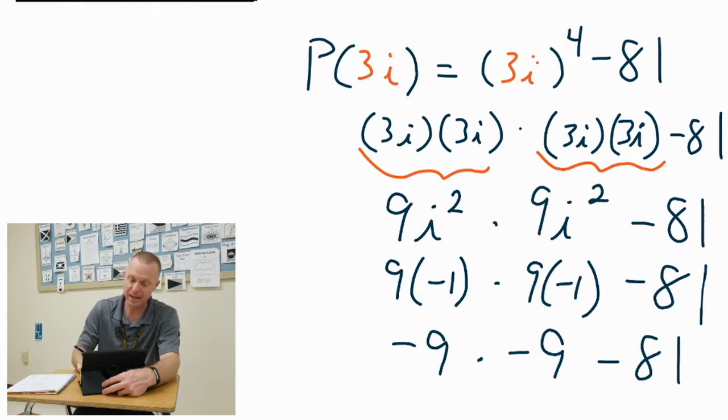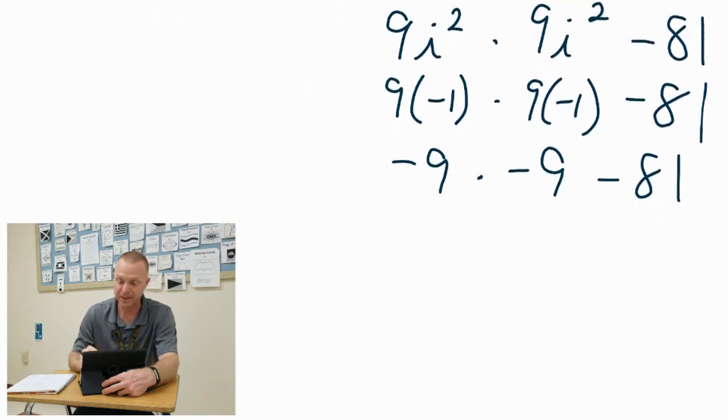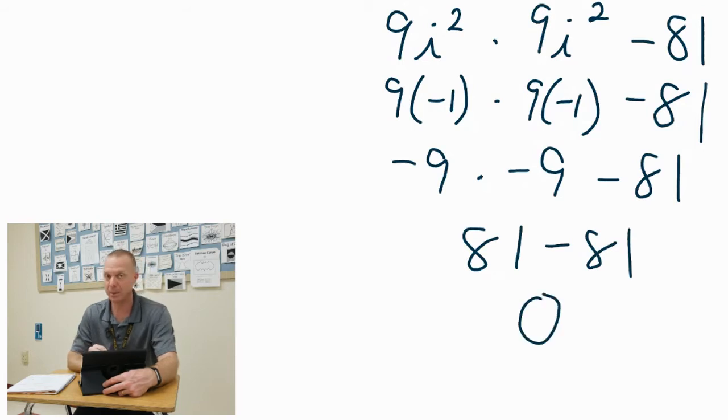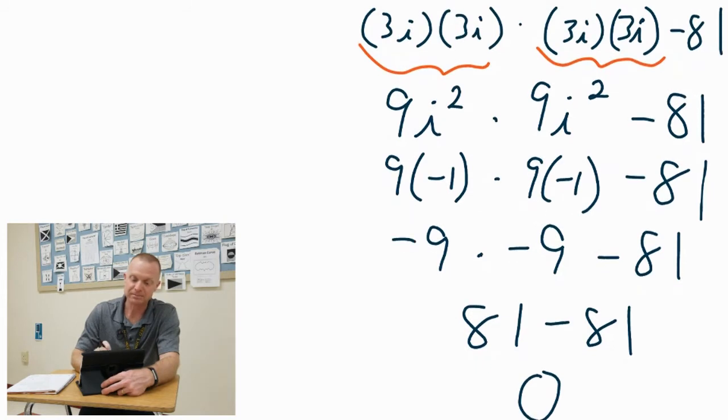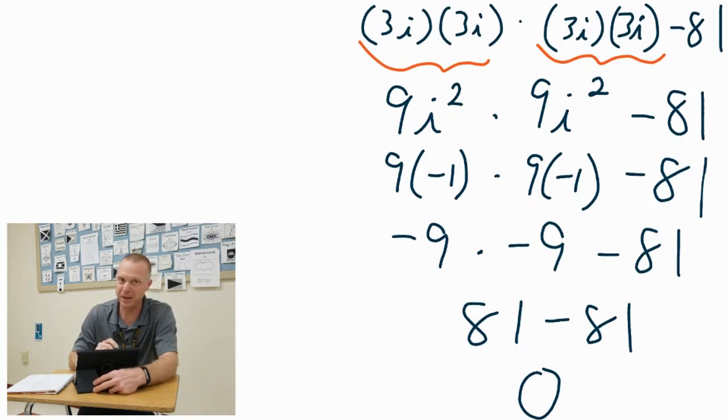And -9 times -9 is 81. Perfect. I end up with 0. Now, imaginary numbers might need a little bit of some recall.